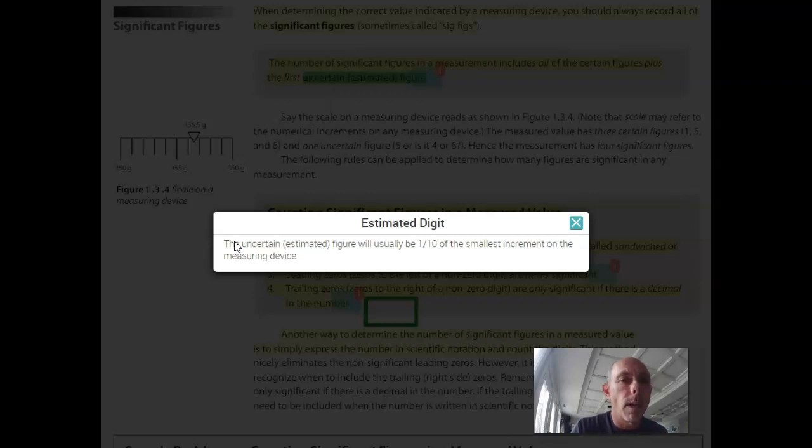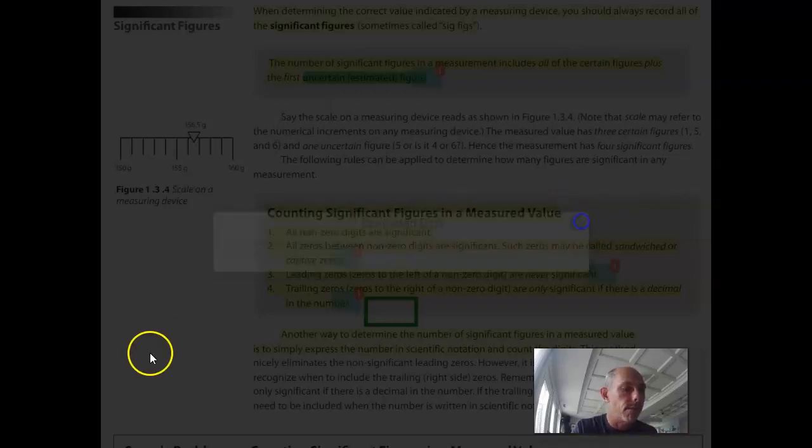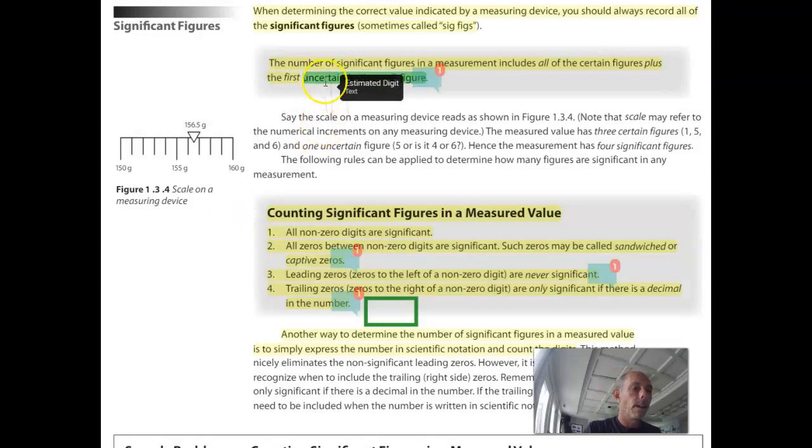What we're supposed to do, and I'll model this for you in a moment, is imagine 10 invisible lines between the smallest increment on the device. So we're going to see these little green areas. These are called overlays, and those are things that I've put into the text for you to click on, and that tells you just a little bit more than what the book has in there.